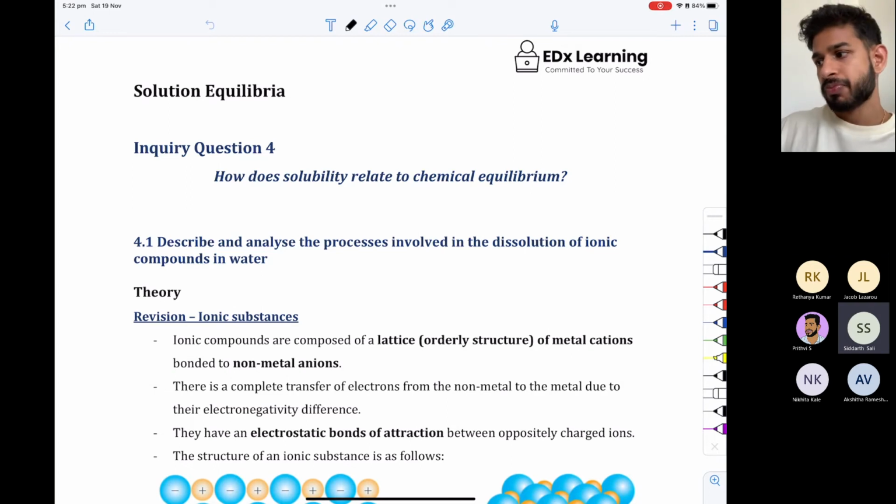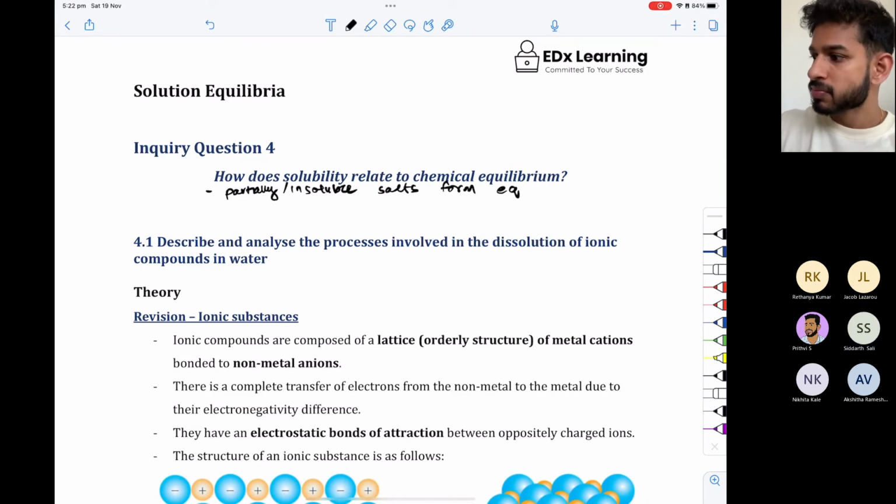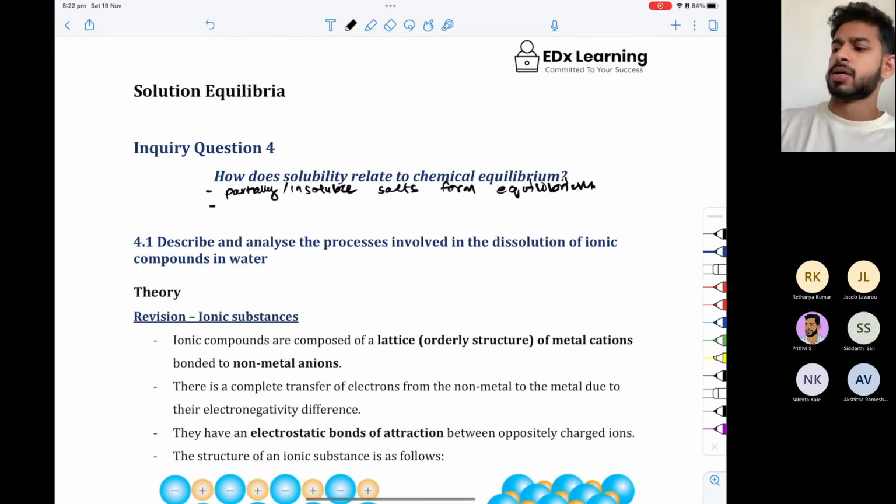So it's that if something is completely soluble in a solution, it's not at equilibrium. But if it partially dissolves, then a dynamic equilibrium forms. Good. I think you pretty much answered that question. Does anyone want to elaborate a little bit further? Jacob, anything else you'd want to add?